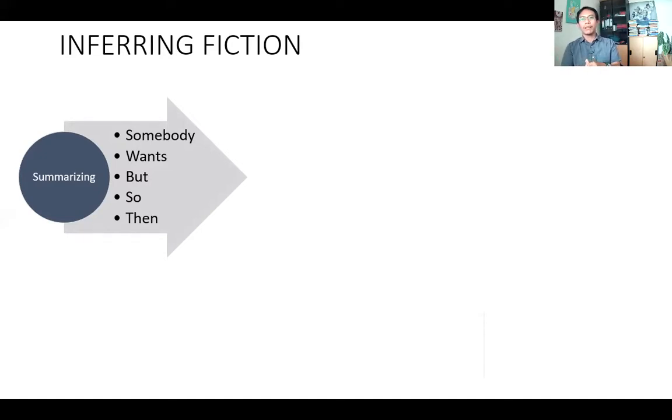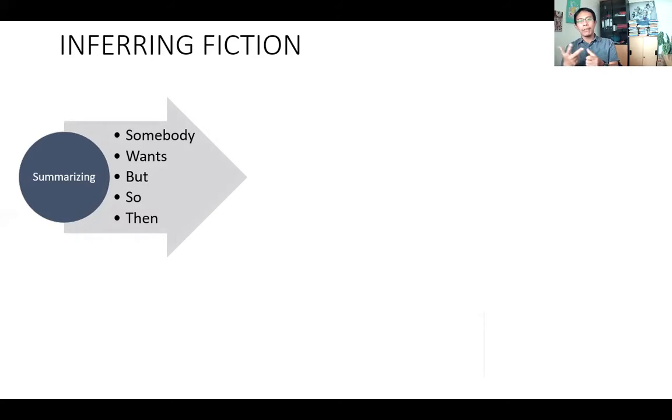Somebody here represents the character of that story. A story usually has a character, okay? Or two, or whatever. It can be as many as possible. And then wants or does here represents the obsession or the purpose of the story. What is the purpose of that main character? What does the main character want to do? What does the character do? And so on. So the obsession is the important purpose.